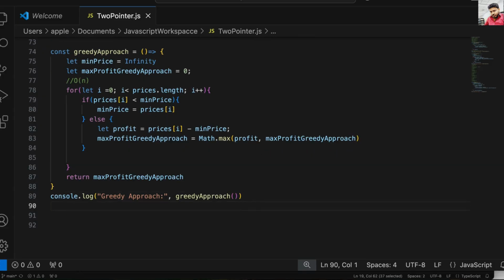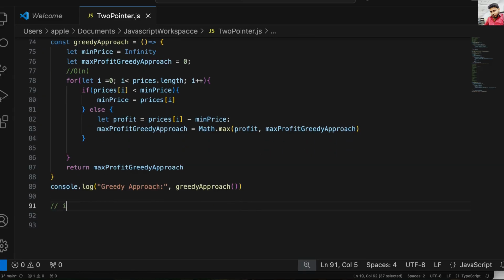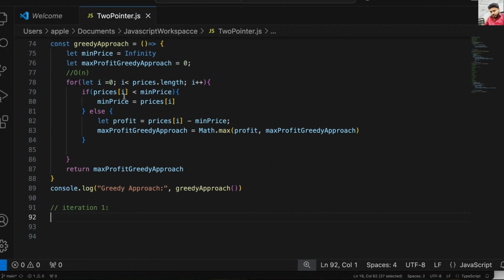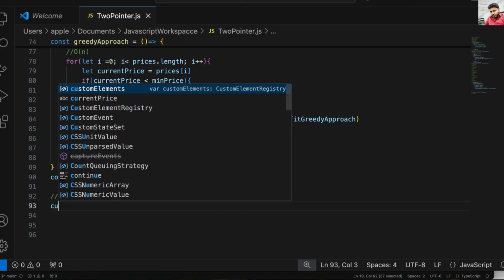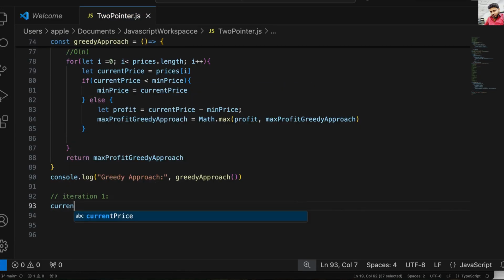So I will explain this approach for one iteration. Remaining iterations you will understand easily. For example, iteration 1. Let's say prices of i I can keep as current price, so you guys will not be confused. Current price is equal to this one, so I am updating this variable everywhere. So now it will be easy for us to understand. So the current value.